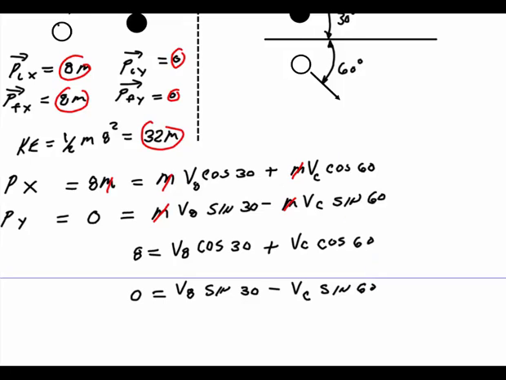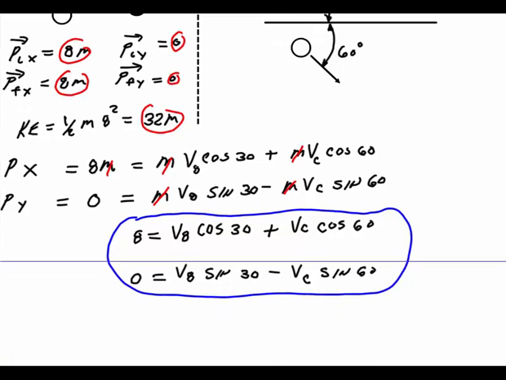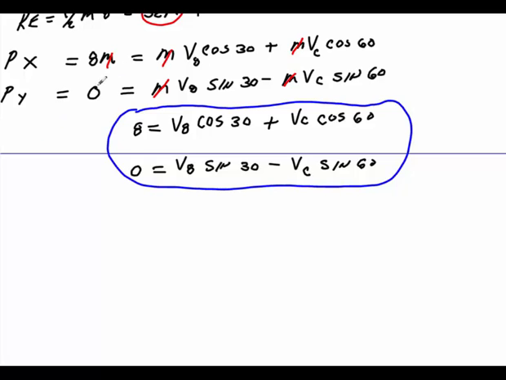Okay, so those are two equations right here. Now you ask yourself, how many unknowns do we have? We have two unknowns. We don't know VB and we don't know VC, but I have two equations, two unknowns. Again, there's several ways to solve this: matrices, substitution, elimination. There's many ways you can do this problem. I'll just do it with substitution here.